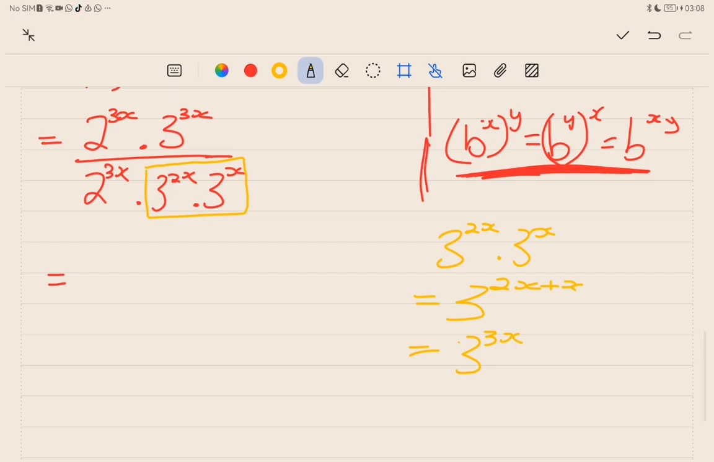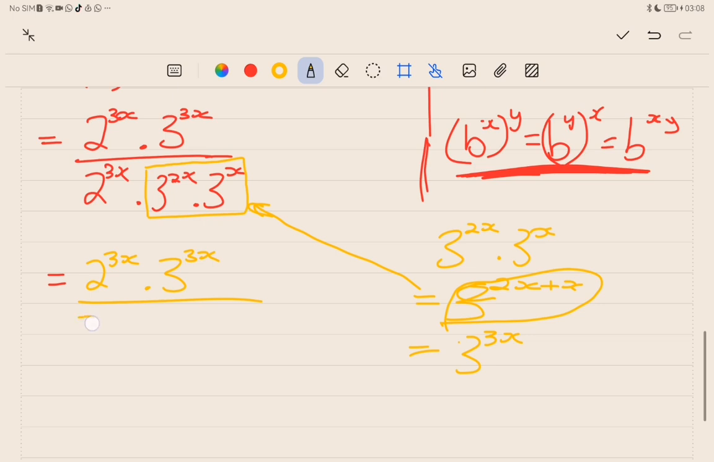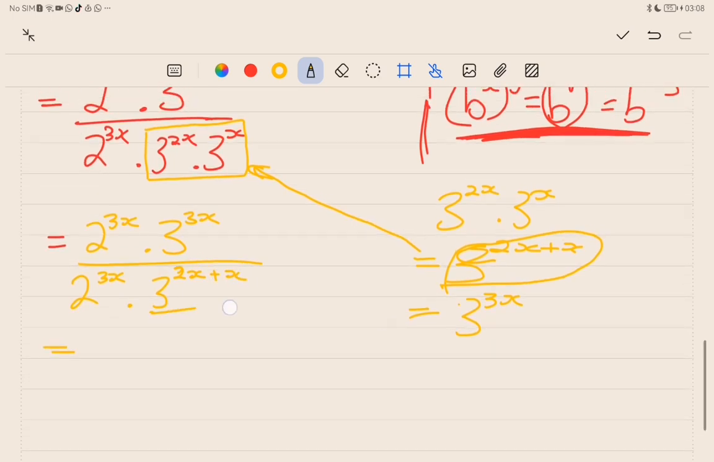So I'm going to substitute. But this must be done here, not outside. So here I was just showing you how it works. So let me do it here. So we're going to say 3 to the power 2x plus x. Then simplify it.